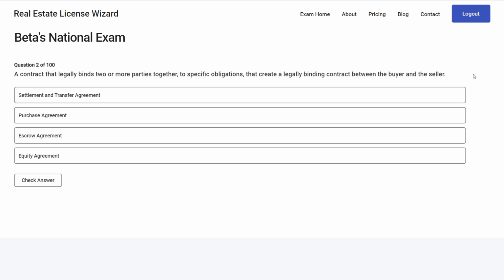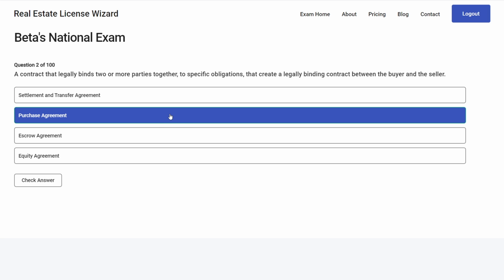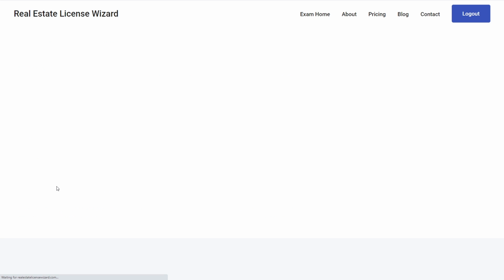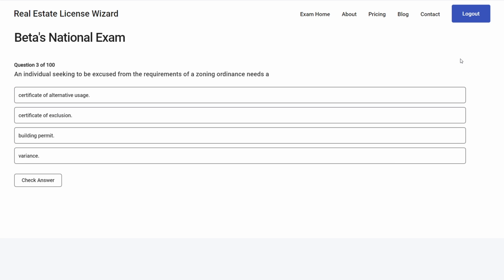All right, hopefully you guys came up with an educated guess or answer. So the correct answer for this one is the purchase agreement. So the purchase agreement is a contract that legally binds two or more parties together to specific obligations, pretty much verbatim of what the question was. But in plain terms, a purchase agreement is the document buyers and sellers sign with all the terms and conditions of their transaction on it. All right, next question. Question number 3.